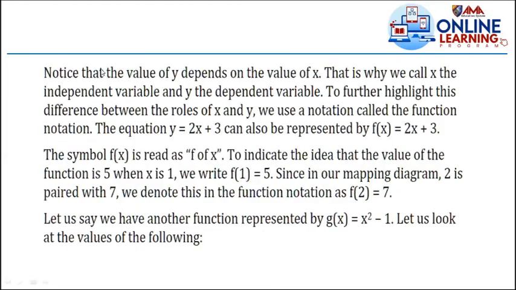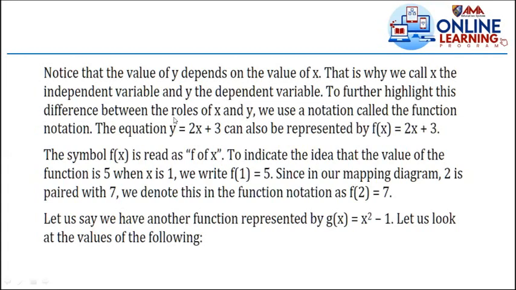Okay? So, notice that the values of y depends on the value of x. Kaya, sabi dito, notice the value of y depends on the value of x. Kasi, nagre-rely lang po siya dito. This is our independent variable. This is our dependent variable. Kung ano yung value ng x, magbabago lang yung value ng y. So, that is why we call the x independent variable and y the dependent variable.